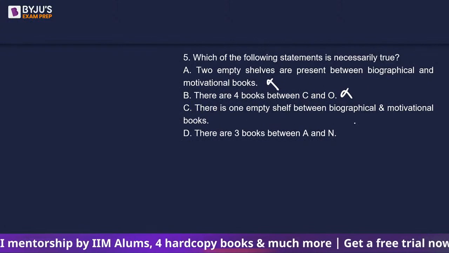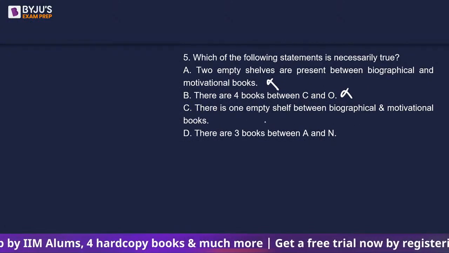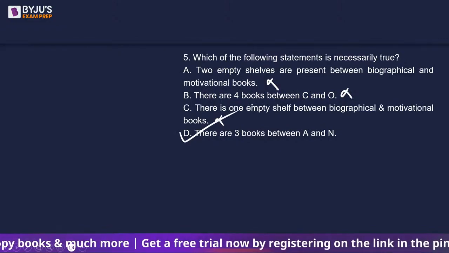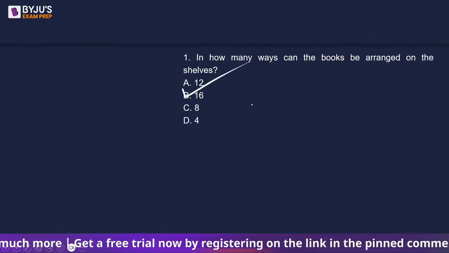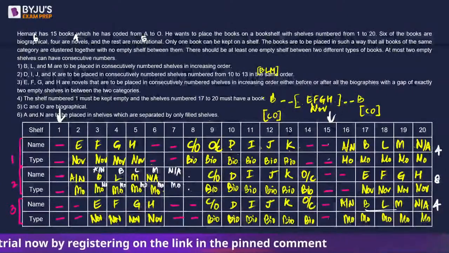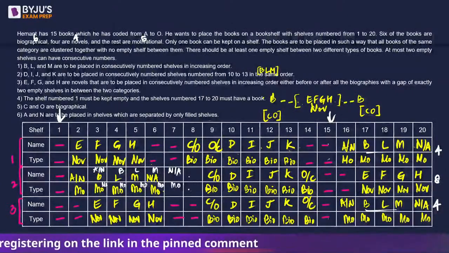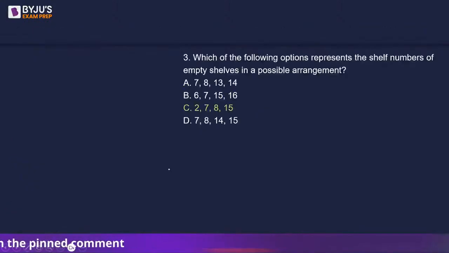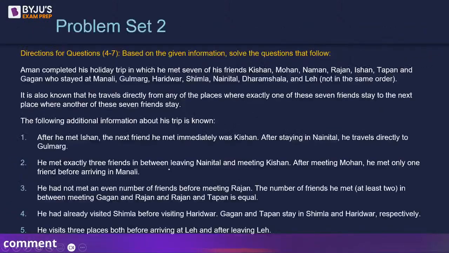There is 1 empty shelf between bio and motivational. We have just seen it can be 1, it can be 2. So there are 3 books between A and N should be correct. Which, if you remember, there are 3 books between A and N. They are always BLM. है ना? हमेशा BLM रहा है. So 4th statement is correct. Right.